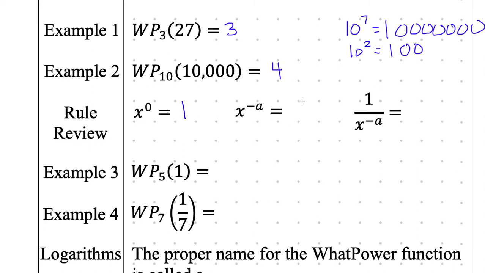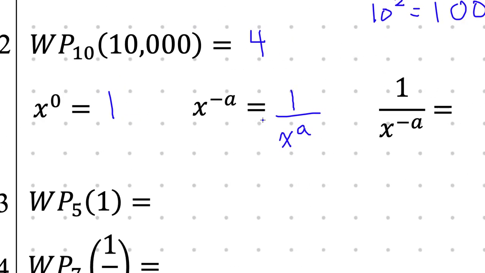Beverly? 1 over x to the power of a. 1 over x to the positive a, exactly. I can zoom in here so we can see. So in order to get rid of this negative power, we flipped it and made it a positive power. Thank you, India. What about the other way?